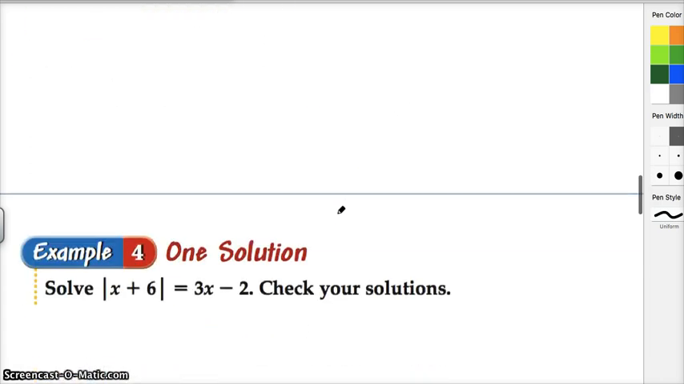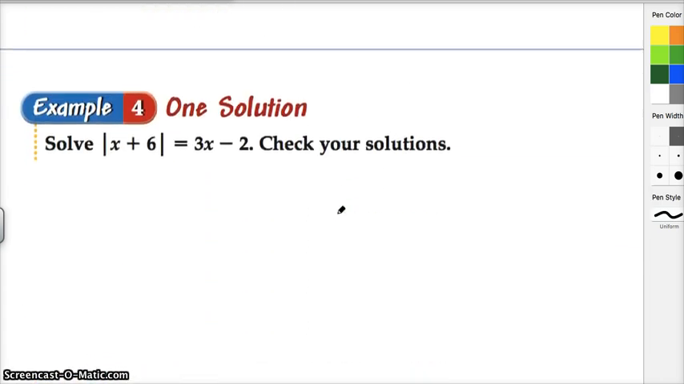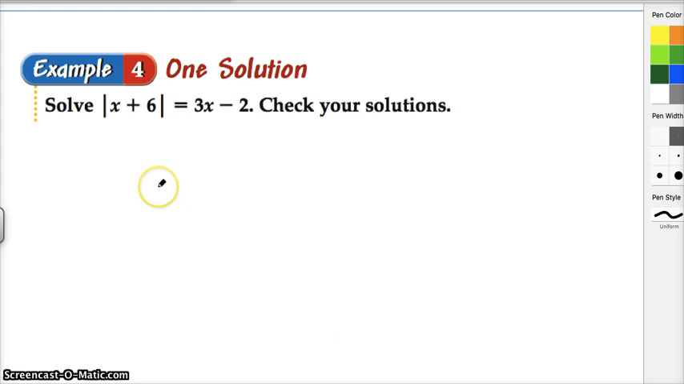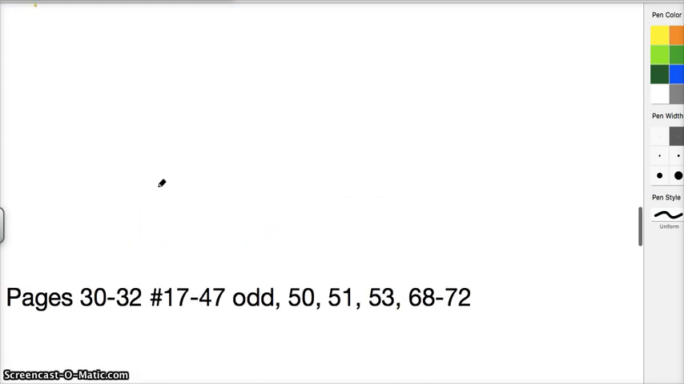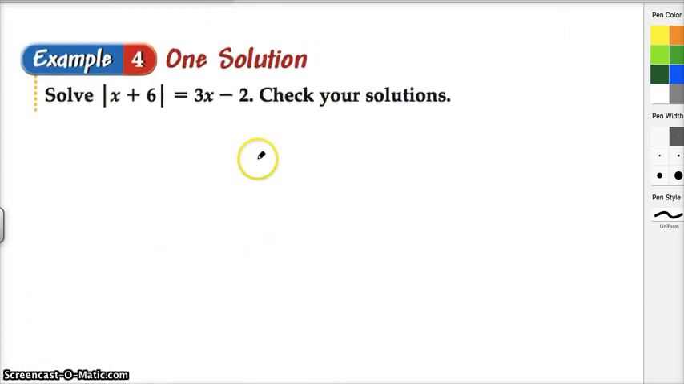Number 5, nope, example 4. Sorry about that, I'm pushing us ahead. I don't even think we have an example 5, so I don't know what I'm making up here. But anyway, example 4.